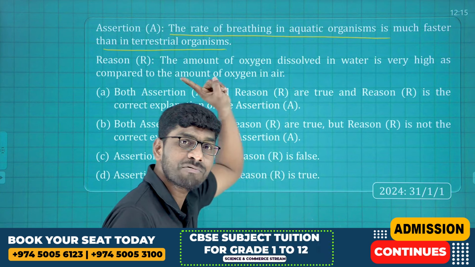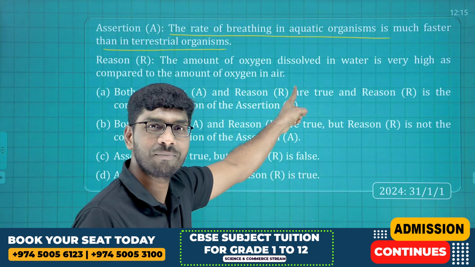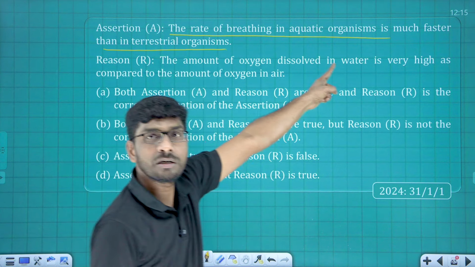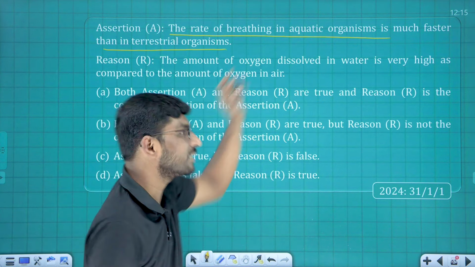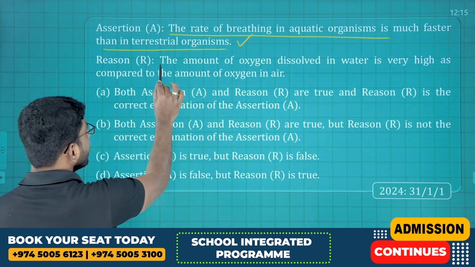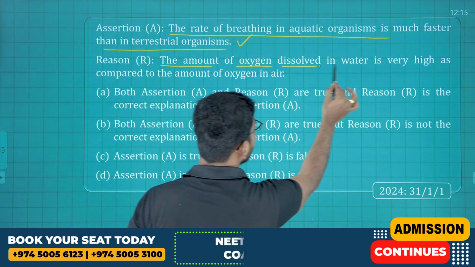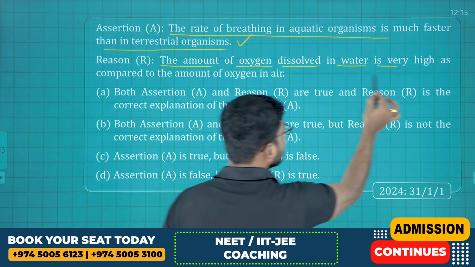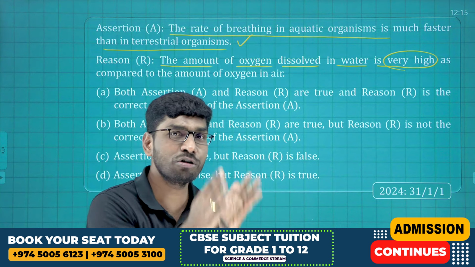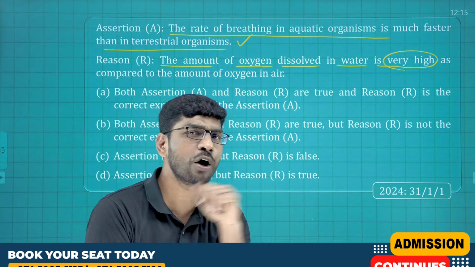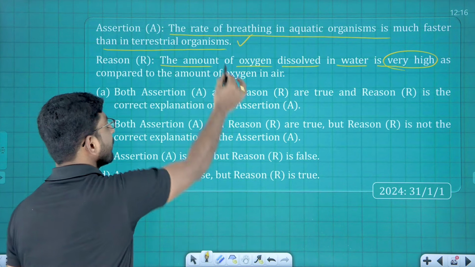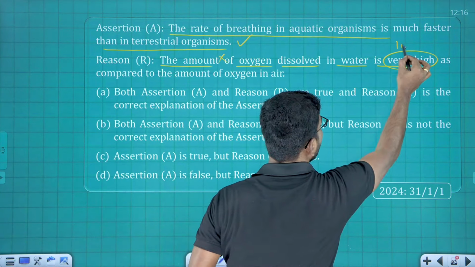This is a 2024 question from the life process chapter, a direct line. Look at the question. The rate of breathing in aquatic organisms, correct or not? Yes, this statement is true. Reason: the amount of oxygen dissolved in water is very high. Tell me, is the amount of oxygen dissolved in water high or low? What is your answer? Sir, it is fairly low. So this statement is wrong. Here it is low, not high.